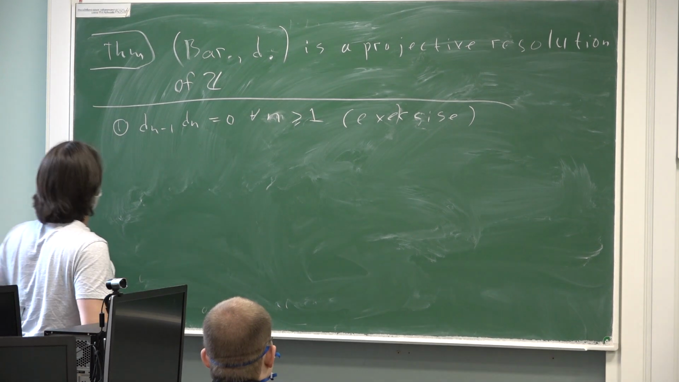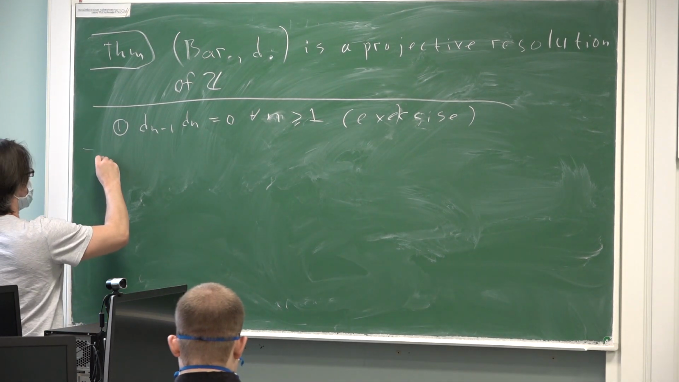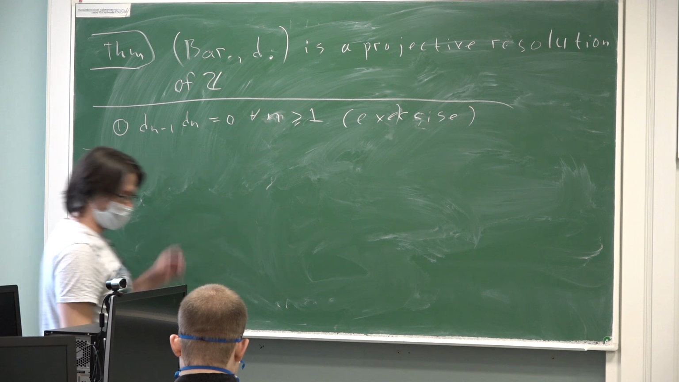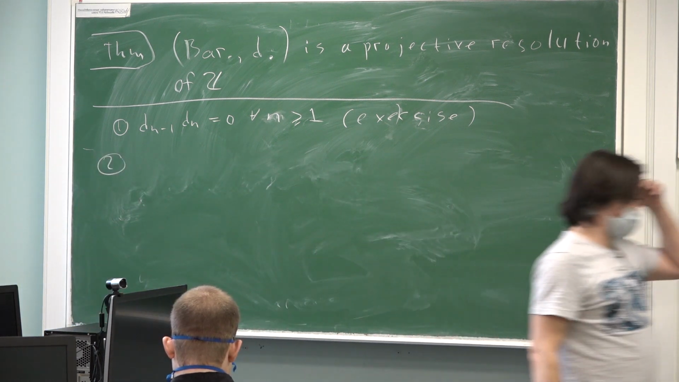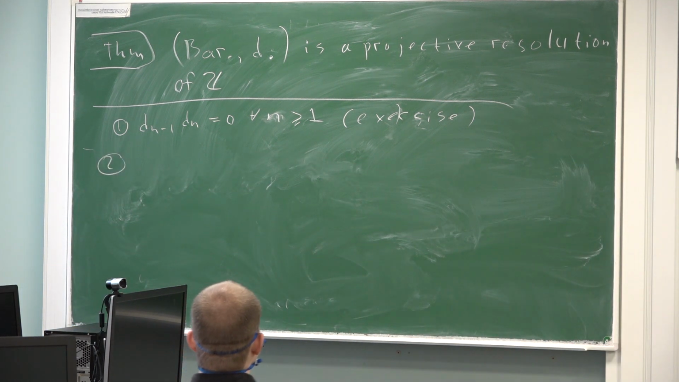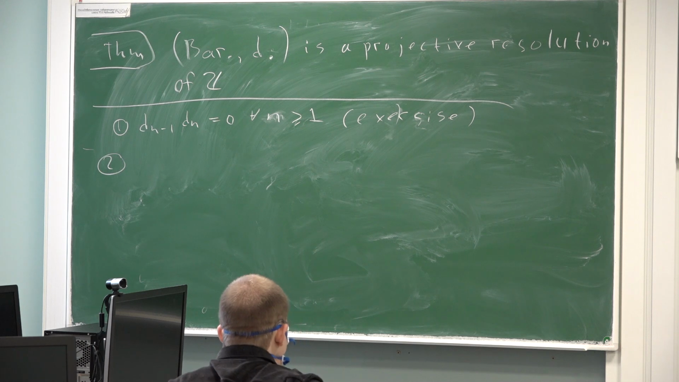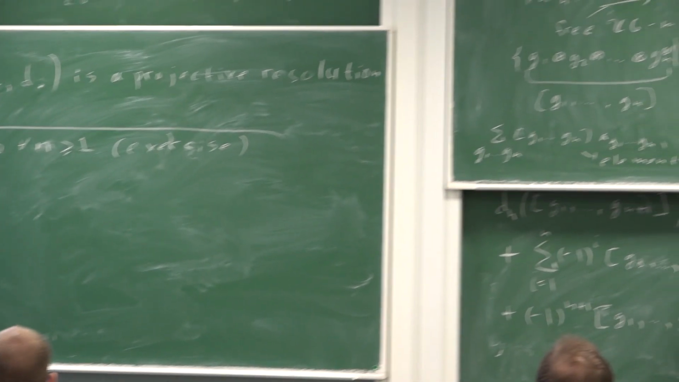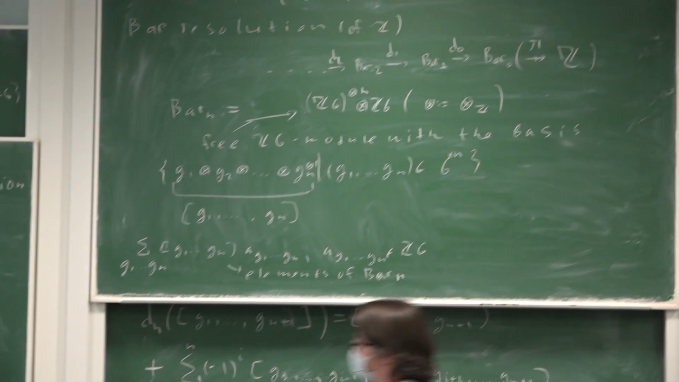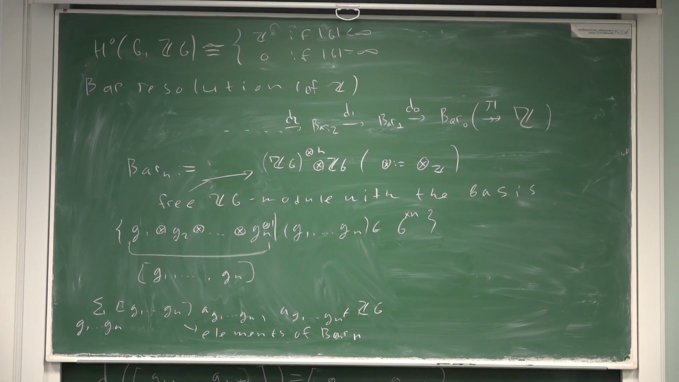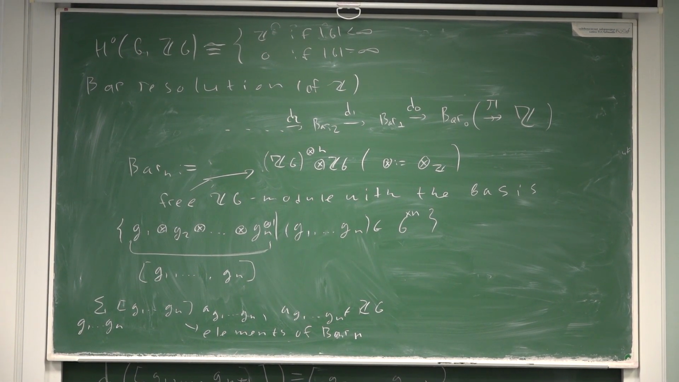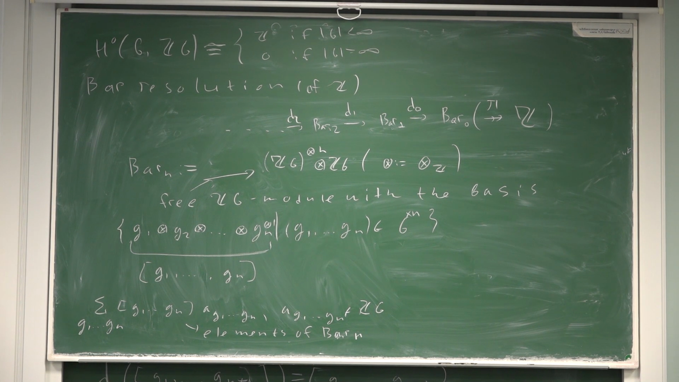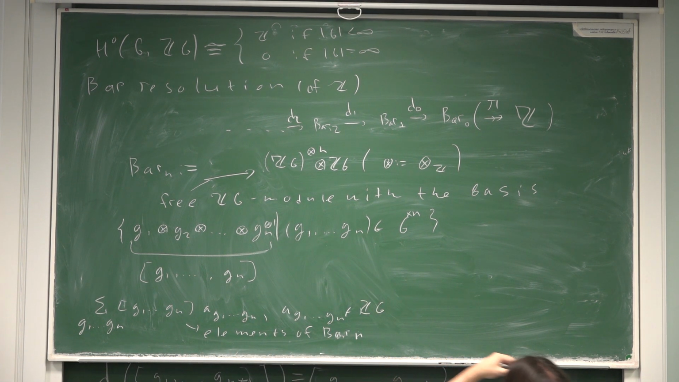So the second thing that we need to prove is that in each term the kernel is the same thing as the image. And to do this, we will apply the following trick. We will construct a so-called splitting of this resolution.